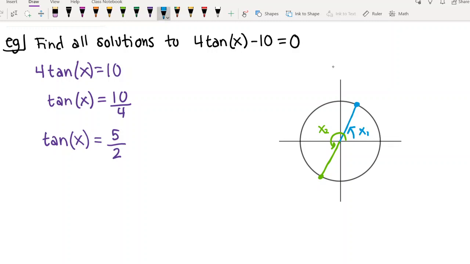Okay, so just like in the last few examples, we're going to use inverse tangent to find the angle. Inverse tangent always gives you angles between pi over 2 and -pi over 2. It's basically the same part of the unit circle as inverse sine. So that means that we're going to get angle x1 when we type inverse tangent into a calculator. So x1 is going to be inverse tangent of 5/2, and if you type that into a calculator, that is approximately equal to 1.190 radians.